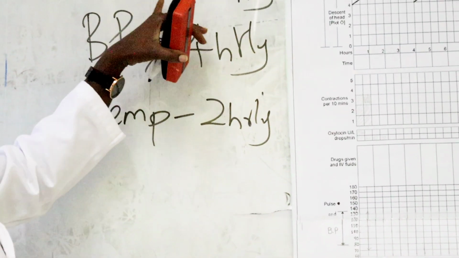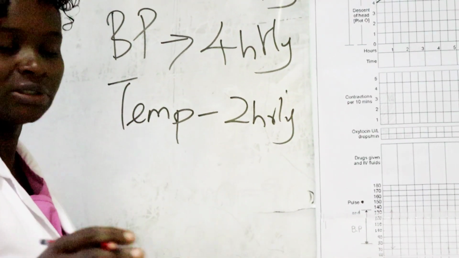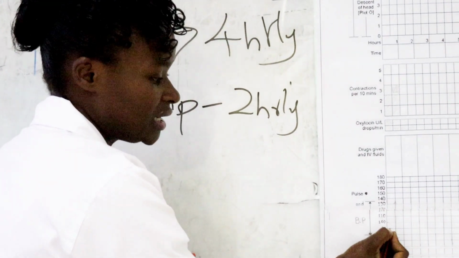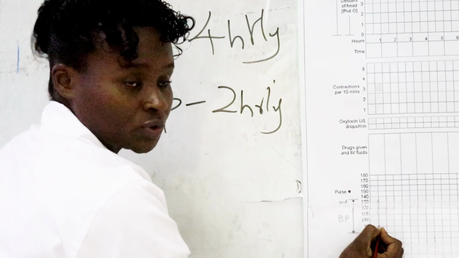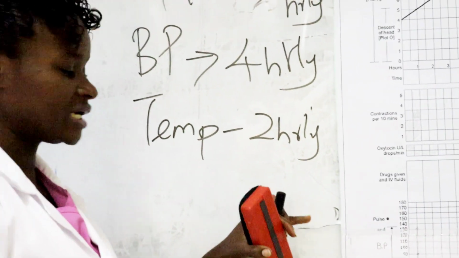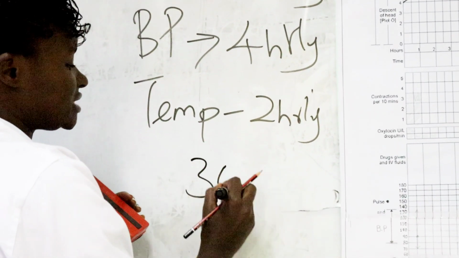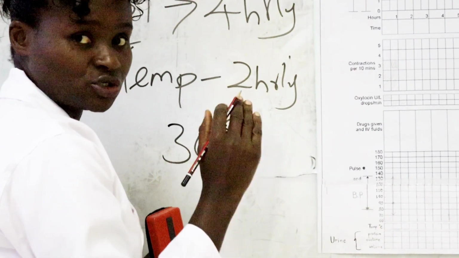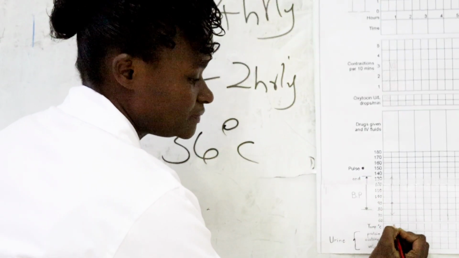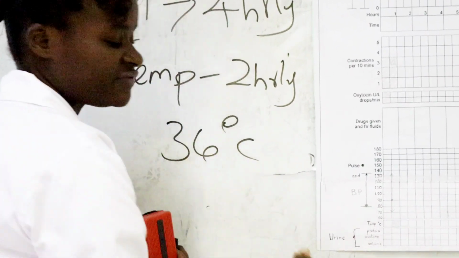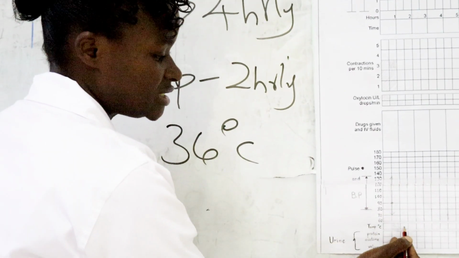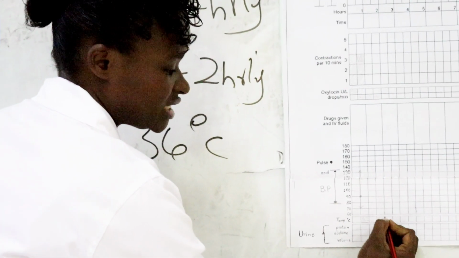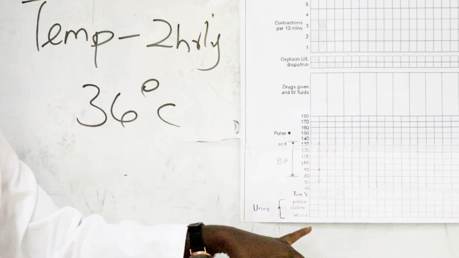Then if we are charting the pulse, for example, 90 beats per minute, just go to the 90 beat per minute mark and chart using a dot. What about temperature? Temperature is taken 2 hourly. If our temperature, for example, is 36 degrees centigrade, come to the temperature section, remember the time that you are observing this, and write 36 degrees centigrade. After the next 2 hours, if it is, for example, 37 degrees centigrade, you write like that.